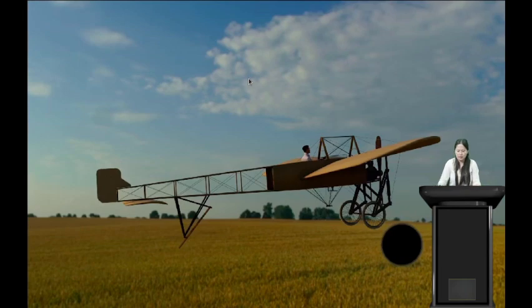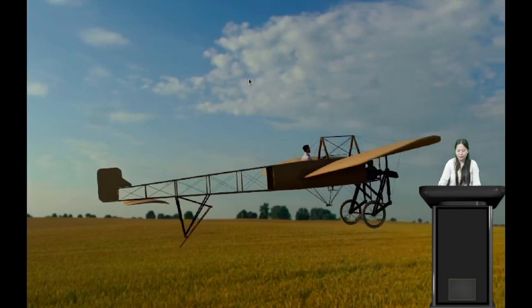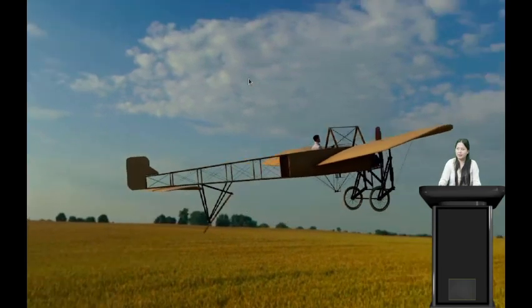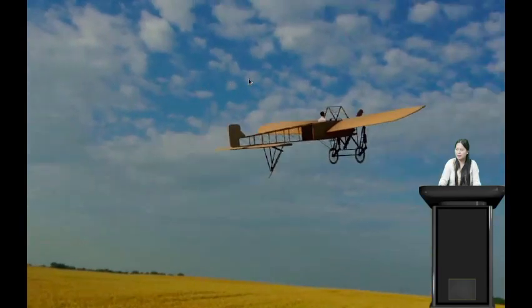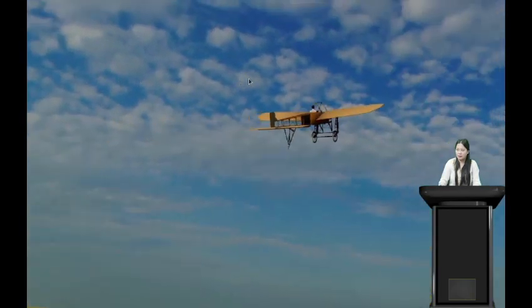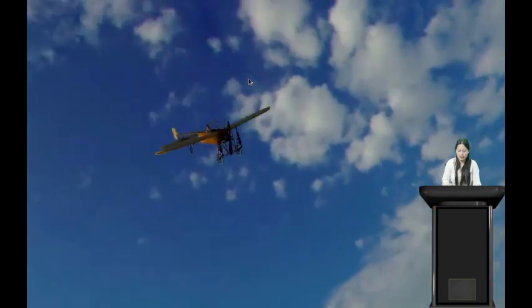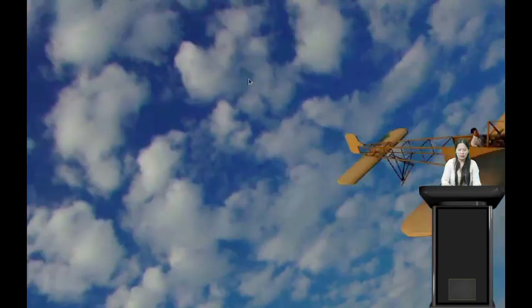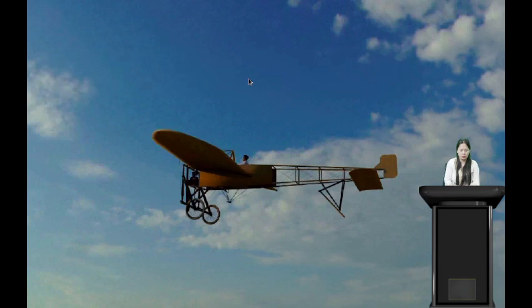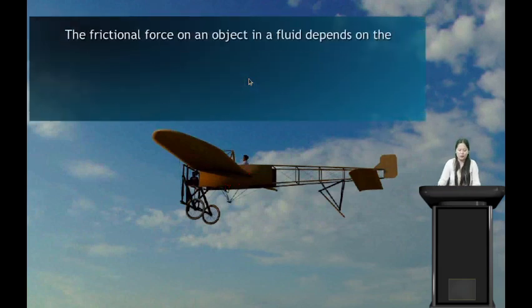So let us see here. Here we see an airplane flying. Yes, students, we see an airplane flying. So when this object moves in the air, the air also exerts frictional force on the object moving through it. The frictional force on an object in a fluid depends on three factors.